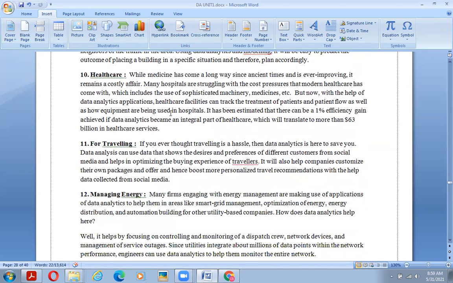Next is healthcare. Medicine has come a long way since ancient times and is ever improving. It reduces the cost we pay. Many hospitals are struggling with cost pressure from machinery and medicines. With the help of data analytics and applications, healthcare facilities can track the treatment of the patient and the patient flow as well. It has been estimated that once data analytics becomes an integral part of healthcare, it will translate to savings of more than 63 billion in healthcare services.